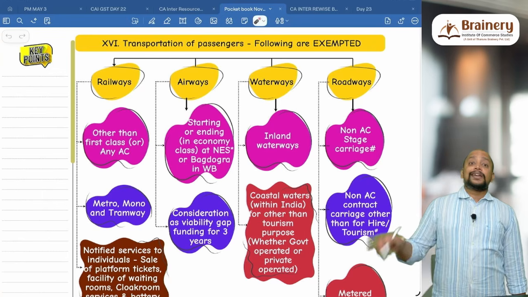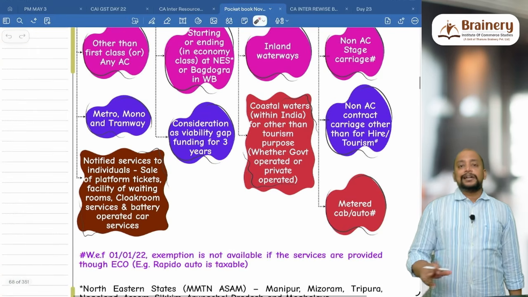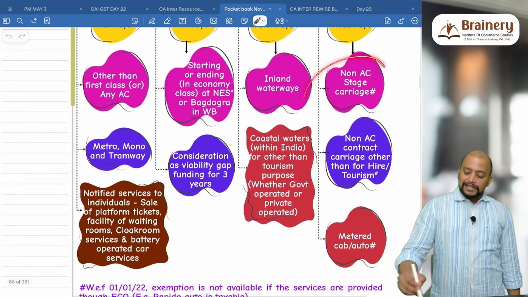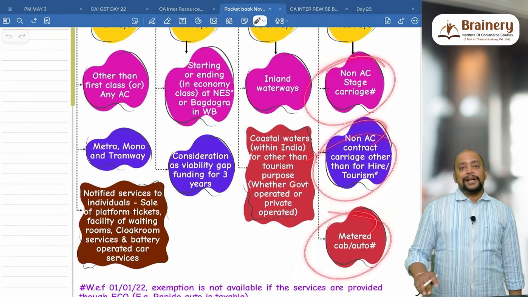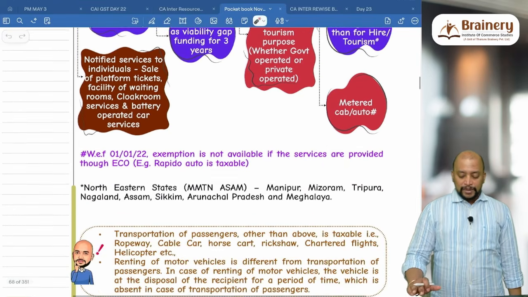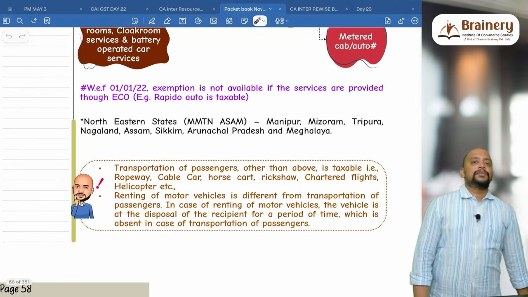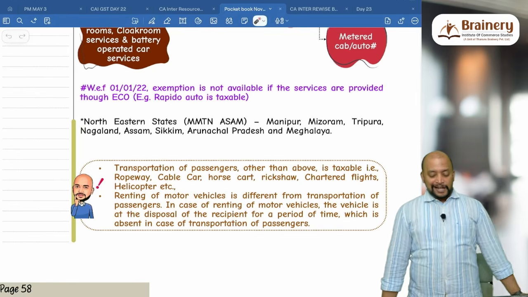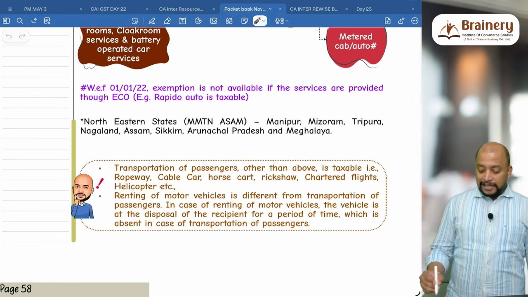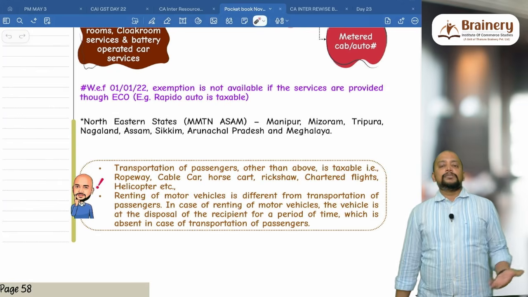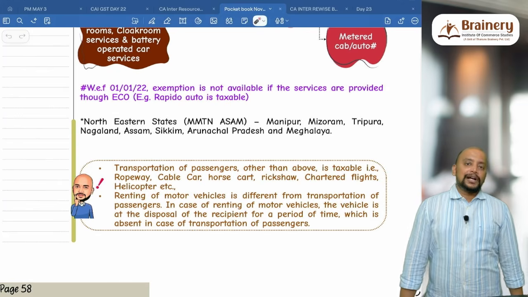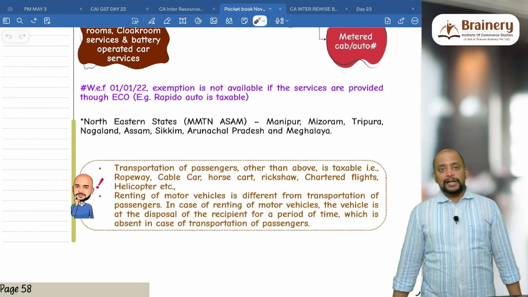Then roadways, we have 3 exemptions, that is non-AC stage carriage, non-AC contract carriage other than tourism or hire, and metered cab or auto rickshaw. But if these 3 are through an e-commerce operator, then it will be entirely taxable. For example, normal auto is exempted, Rapido or Ola Auto will be taxable, and transportation of passenger other than above is taxable, like chartered flights or bullock carts, horse carts, ropeway, cable car, etc.